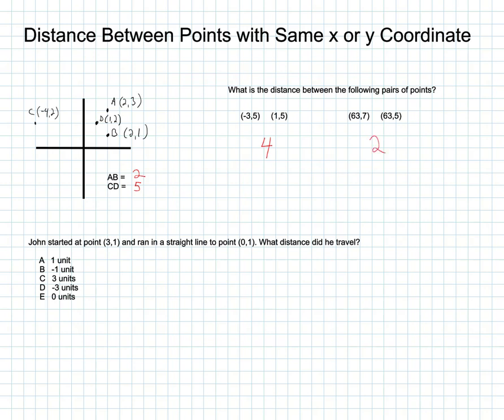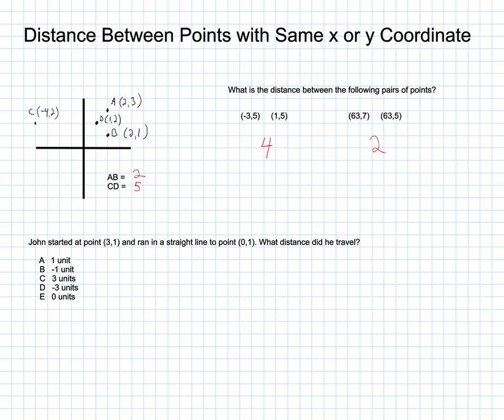And then finally, we have a word problem. John started at point 3, 1 and ran in a straight line to point 0, 1. What distance did he travel? A, 1 unit, B, -1 unit, C, 3 units, D, -3 units, or E, 0 units.